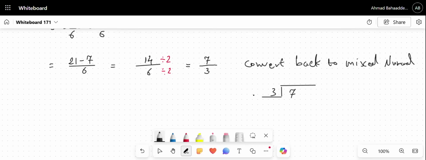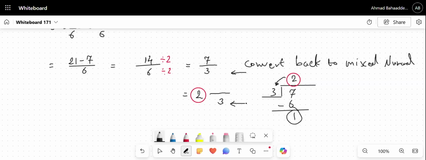The divisor is 3. Do I have 3 in 7? I do. Twice. I multiply 2 times 3, which gives me 6. When you do the subtraction, you will have only 1 as a remainder. So the answer is going to be 2 as a quotient. We put the quotient here, which is the answer, a big 2. And then we have a fraction. We don't change the denominator. The denominator will stay as it is here, as you see. And the remainder is going to be on the top. So that's going to give me 2 and 1/3. That's the answer of this question.